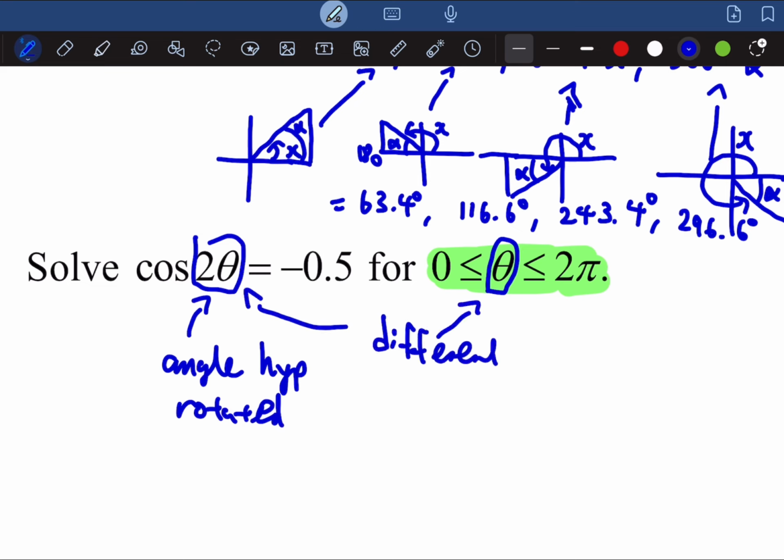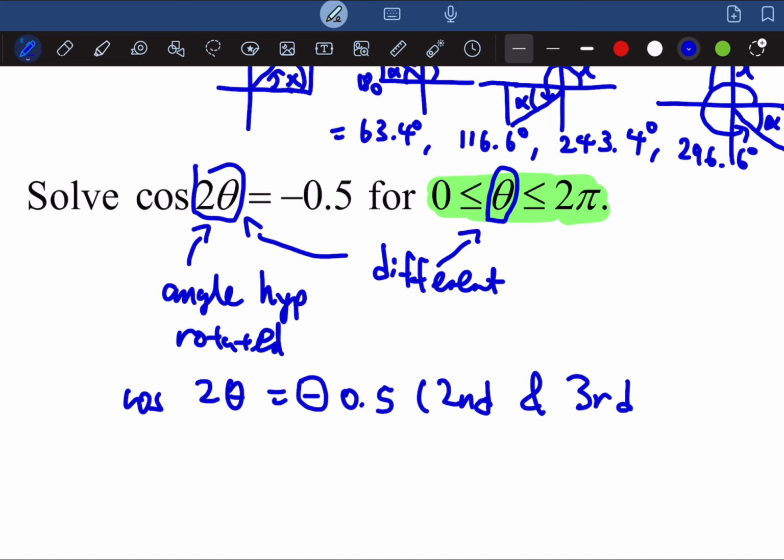So for example this, cosine 2 theta equals negative 0.5, and because of this negative sign, we need to use our ASTC to determine in which quadrant the hypo is. So with ASTC, for cosine to be negative, it will be in the second and third quadrant. If you're still not comfortable, when solving you can sketch the hypo in the second and the third quadrant.